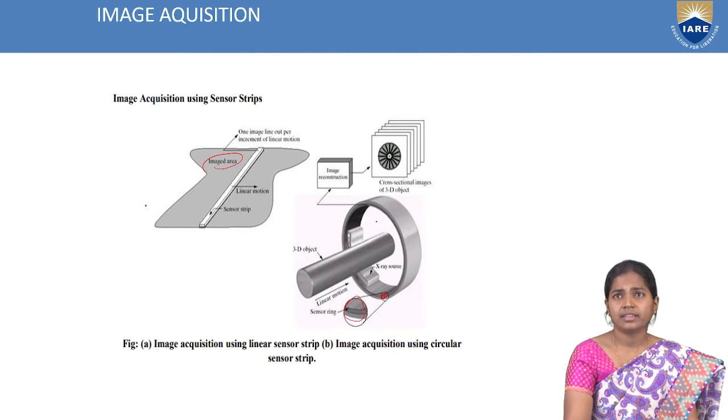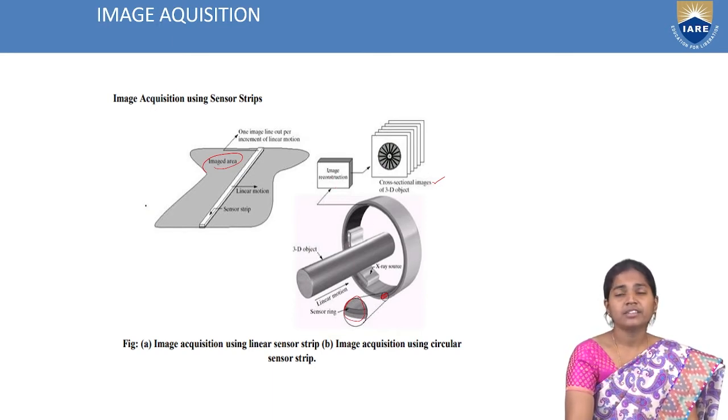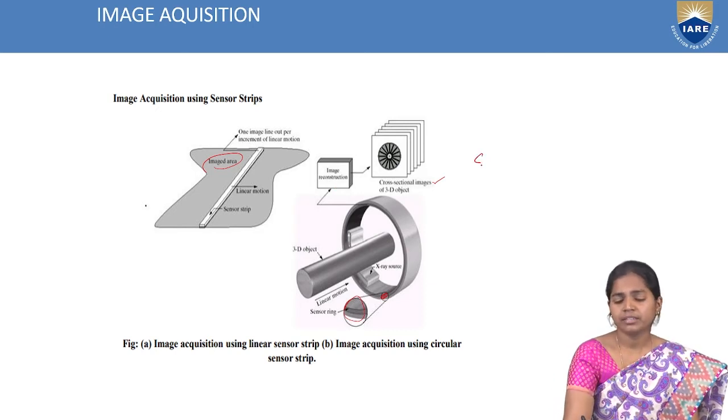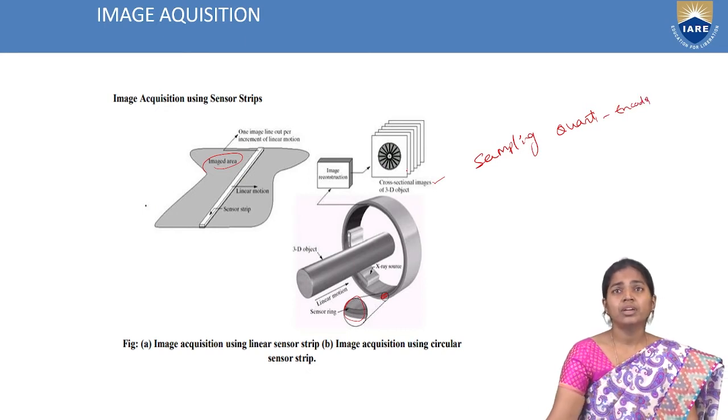After completion of this sensing, whatever light energy falls on the sensor, with image reconstruction it is converted from light into electrical form, and into a cross-sectional image. Based on the energy that falls on the sensor, image reconstruction converts the light and gives the electrical form. That can be in analog form, and with the use of sampling, quantization, and encoder, we can convert the analog image into digital form.